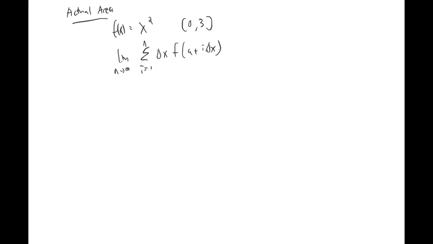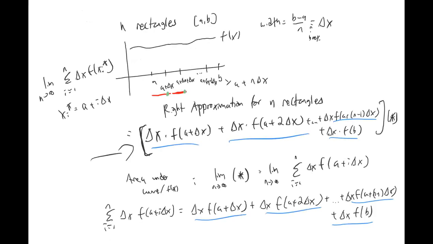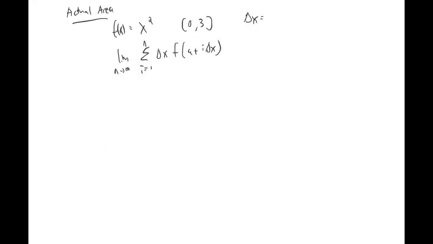Let's fill in the holes now. What was delta x? So going back here, what is delta x? b minus a over n, right? But in this case, what is it? This is my b, this is my a. So 3 minus 0, over infinity? No, it's 3 minus 0 divided by n. So be careful.